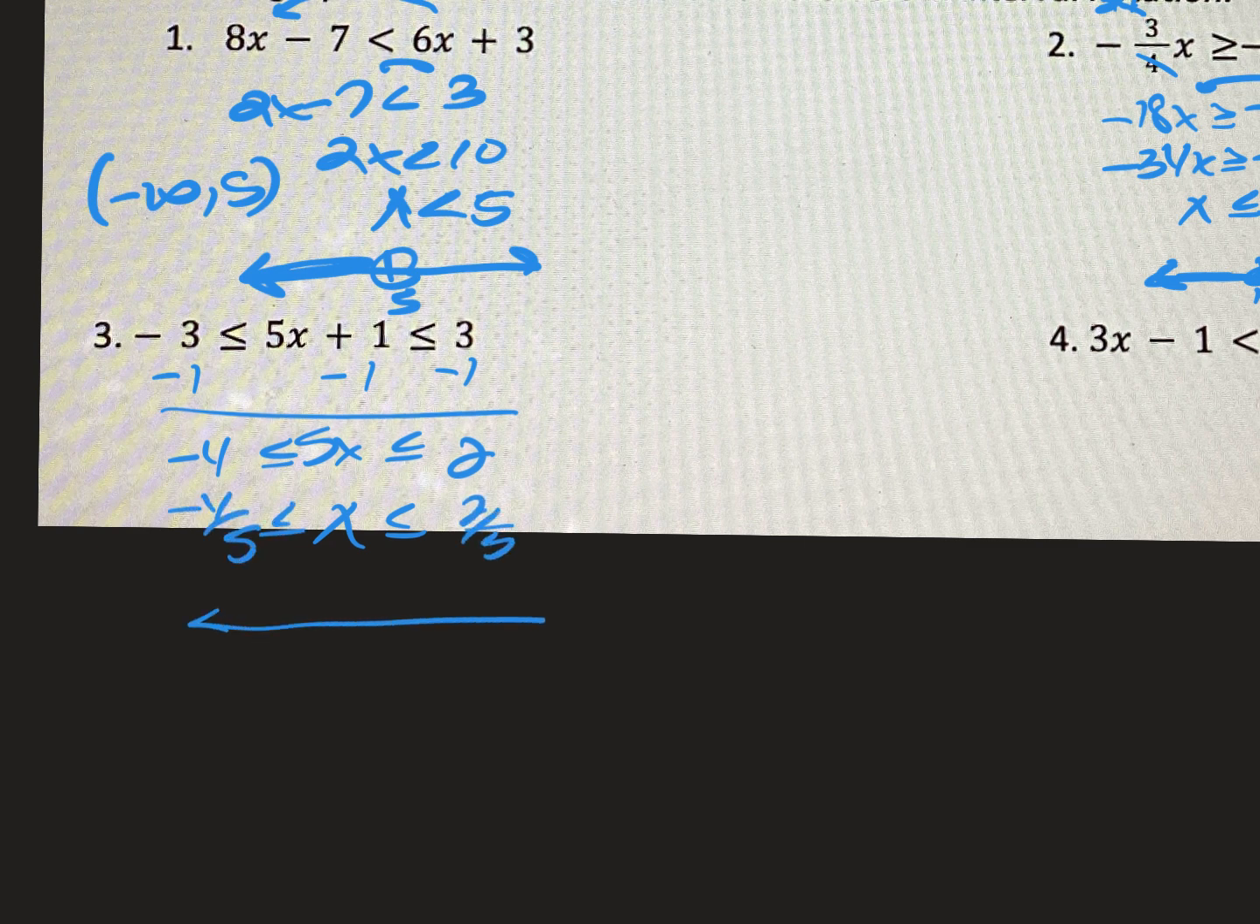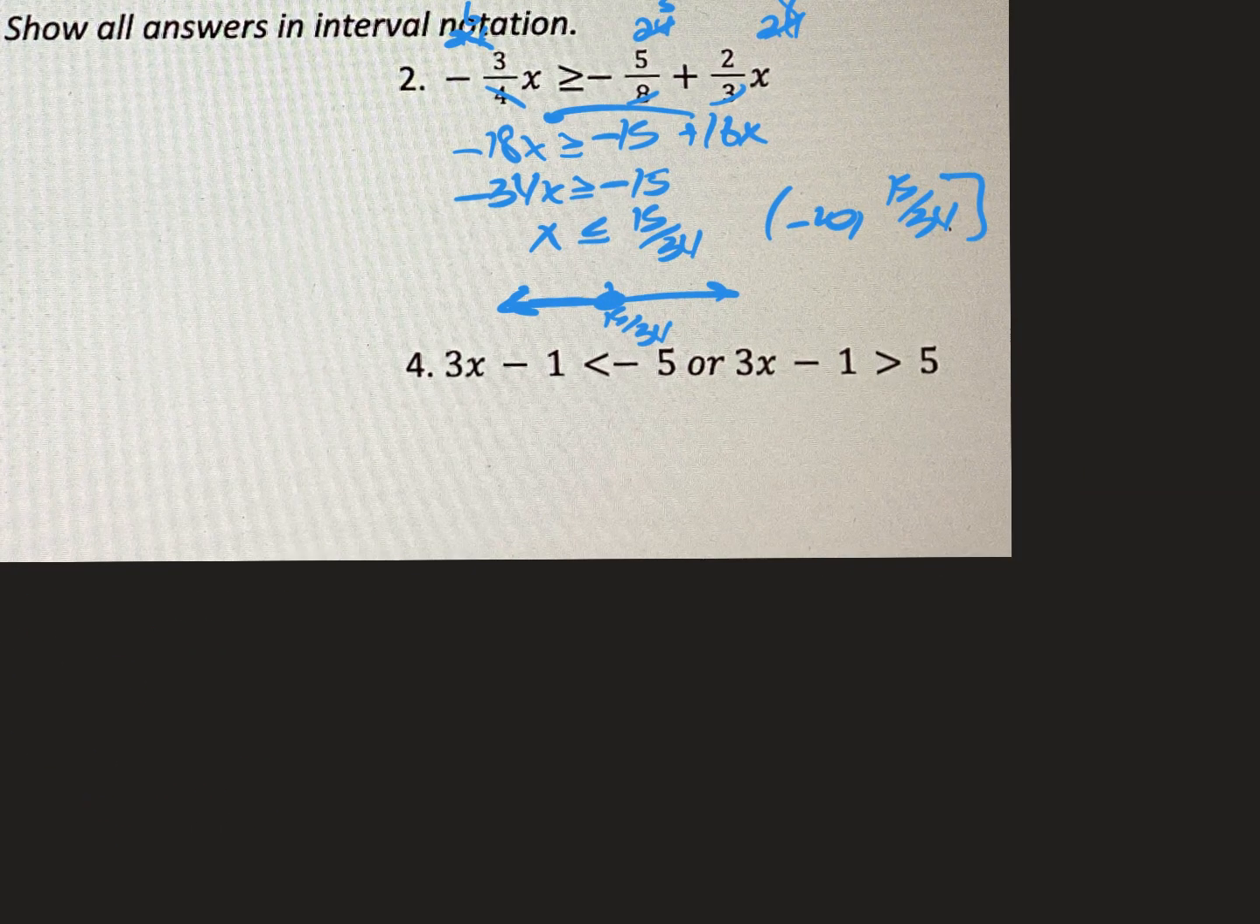Draw your number line. Your number line will have 2 numbers this time. We'll have a negative 4/5 and a 2/5. Filled in circles, shade in between. Your interval notation, negative 4/5 to 2/5. And there you go.